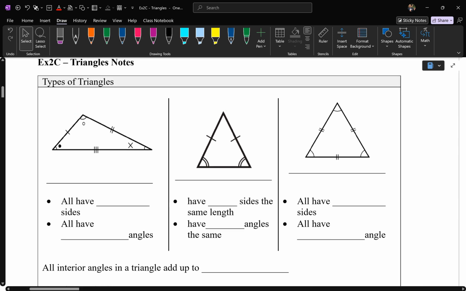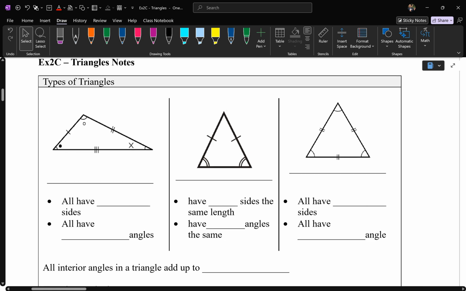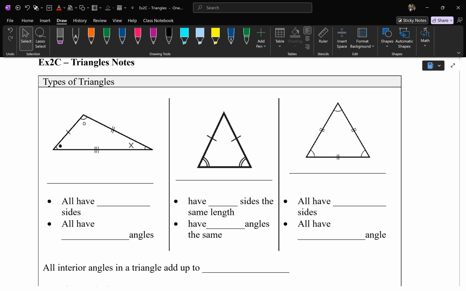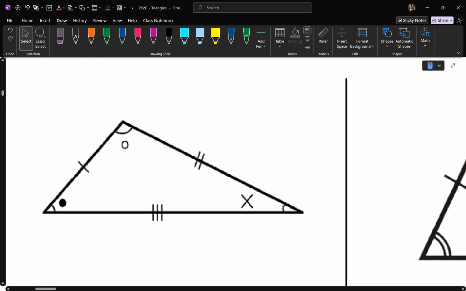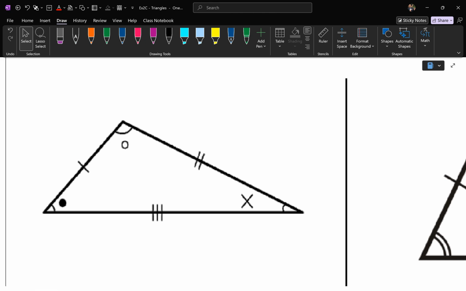Types of triangles. So you need to understand the 3 different types of triangles that you're likely to see. The first type of triangle, notice the notation, which is key when you're drawing your triangles and your diagrams from chapter 2. Make sure to put in the symbols if it's there.